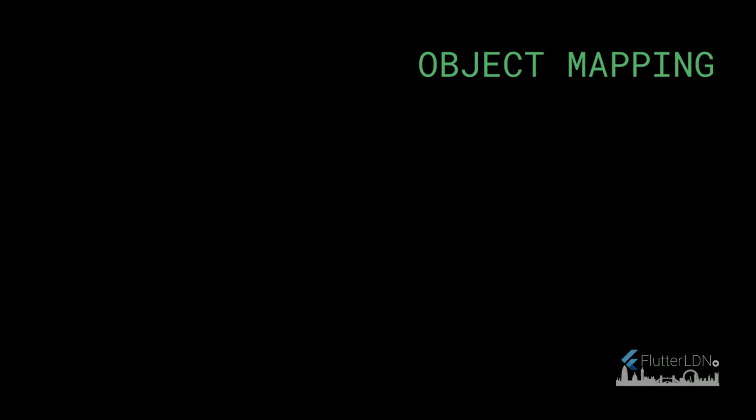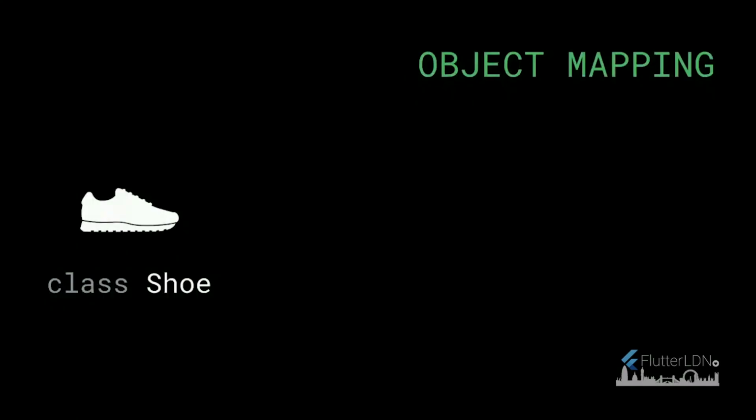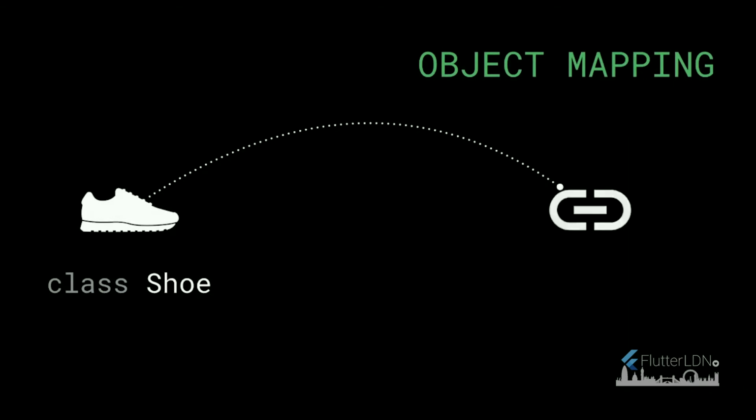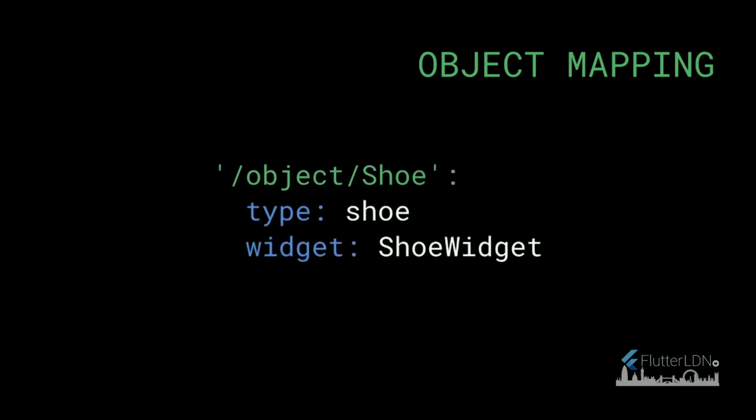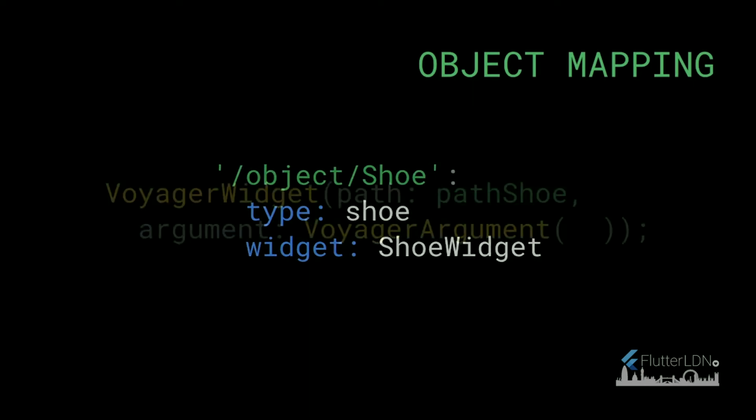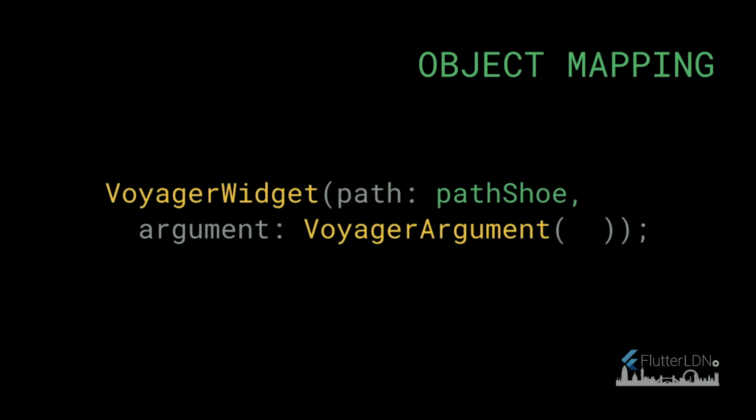This brings me to a little bit more weird concept, which is you can have a class Shoe, and you can imagine there is a path for that shoe. And paths work pretty great with Voyager, so we specify that for that path we have a widget. And essentially now we can map a shoe to a widget without having the shoe widget in the middle.